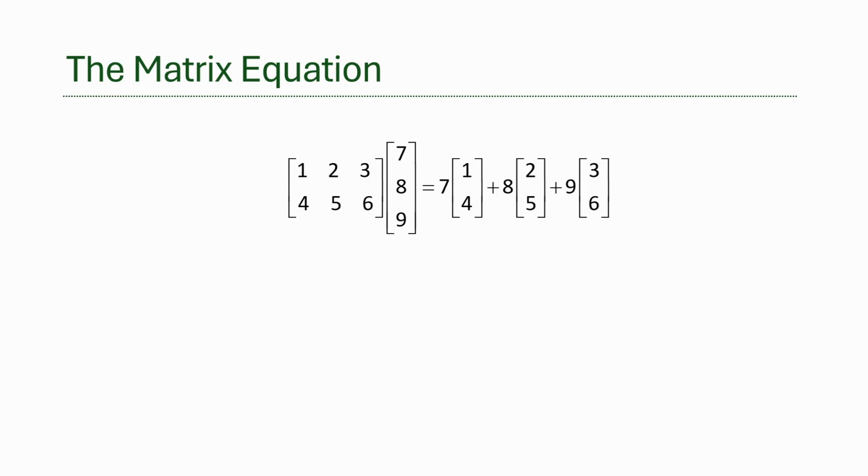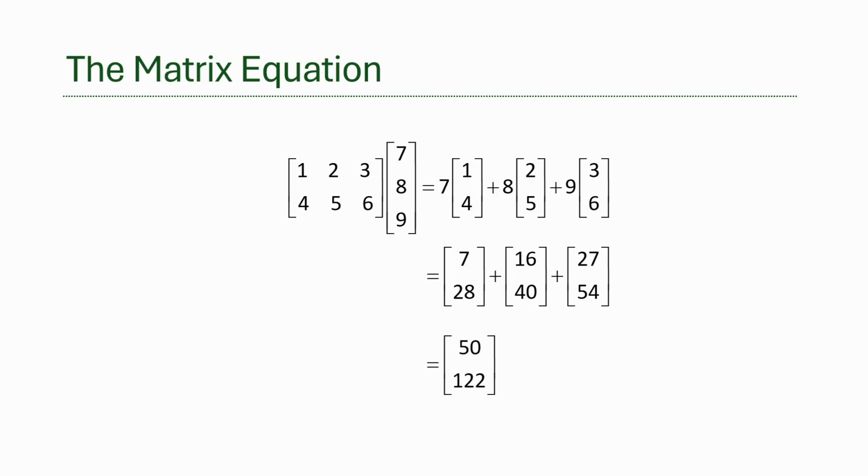And I really want you to see the connection back to the parts of the left-hand side. The columns became the individual vectors, and the entries in the vector became the weights. So from here, we're just going to apply our vector properties. I'm going to multiply the scalar into the vectors, then I'm going to add the vectors, and there's our final result. So that's just a quick example of how this matrix multiplication works.